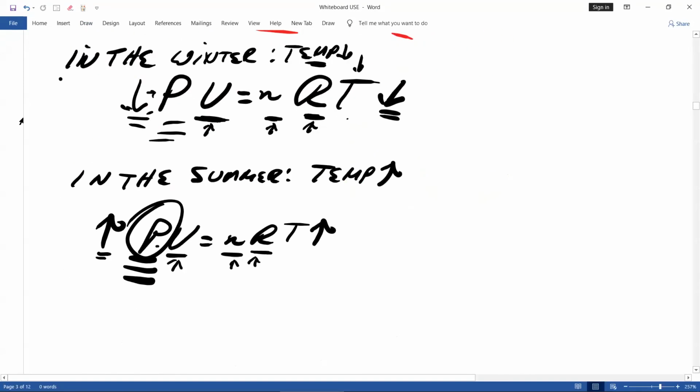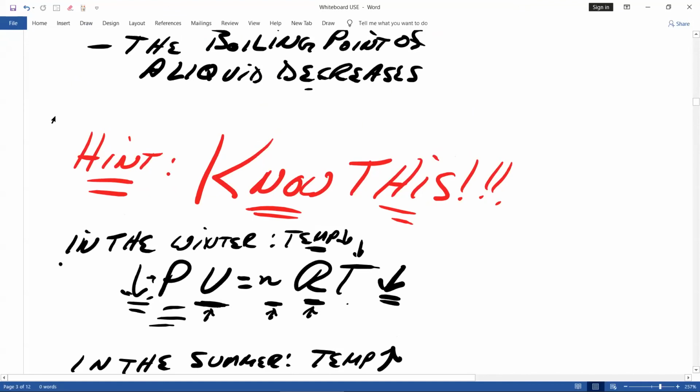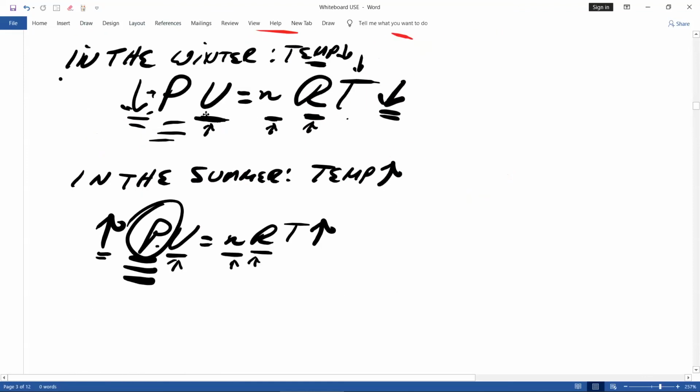So if we look at our tires, there's gas in them, and you should know what governs the fact that in the winter, the pressure of your tires gets real low when it gets real cold. And that's PV equals nRT. When the temperature goes down, the pressure goes down, because V, n, and R, volume, moles, and the universal gas law constant R, stay the same. So in the winter, when the temperature goes down, you should keep an eye on your tires because the pressure is going to go down.